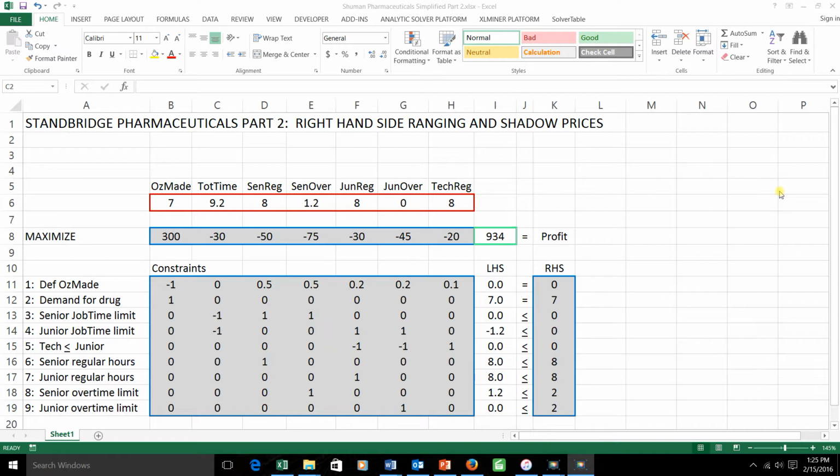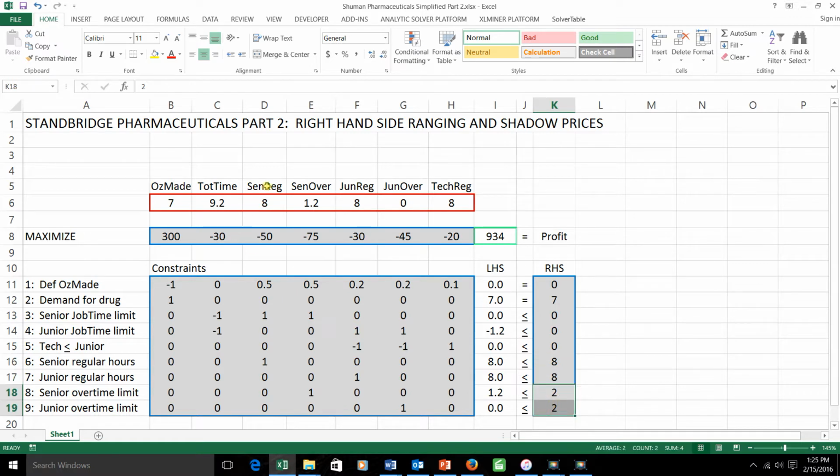So let's go ahead and get started by reminding ourselves what this problem is about. You run a pharmaceutical firm, and you have a client who today needs a rush order for a wonder drug called Tachyon. That client wants 7 ounces of that chemical. In order to make it, you have a staff of 3 different people: a senior chemist, a junior chemist, and a lab tech. The senior chemist and junior chemist both work up to 8 hours of regular time. That's in these constraints down here. They can also work up to 2 hours of overtime.